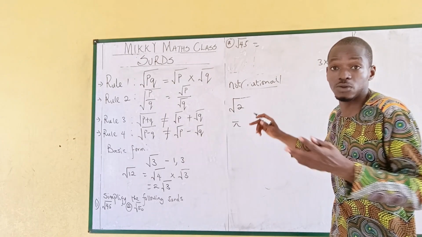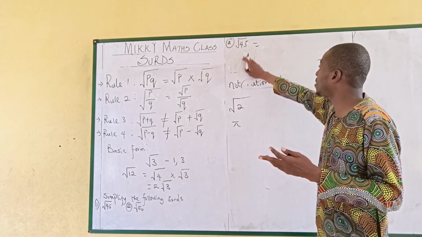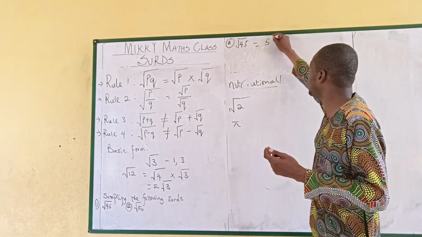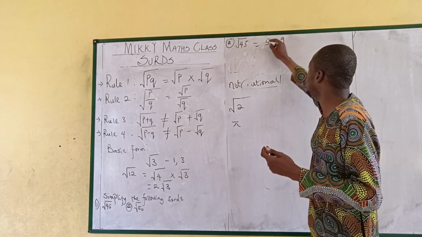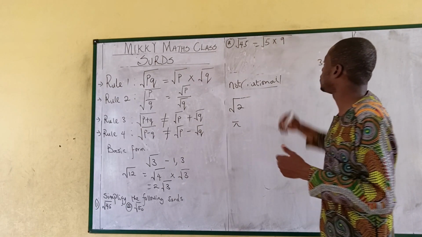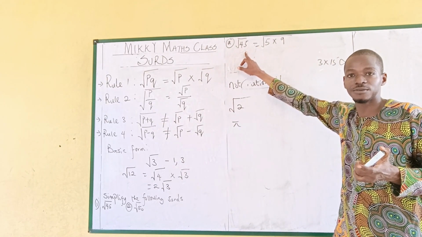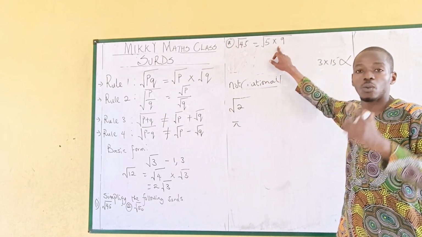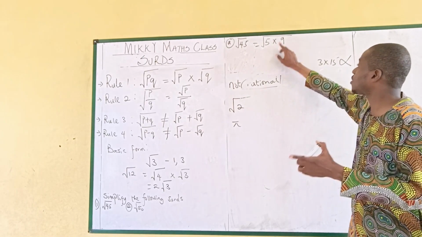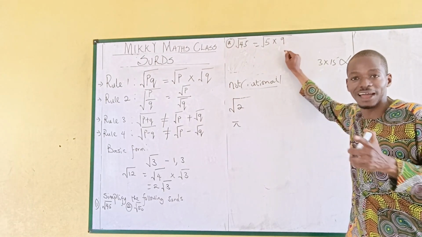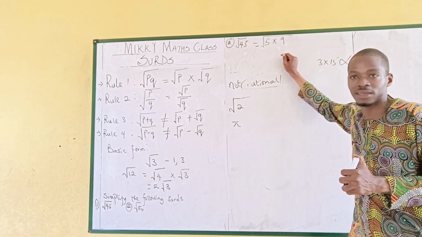Now let me look for another 2 numbers I can multiply. I have 5 times 9. 5 times 9 will give me 45. Why will I use this one? Because I can take the square root of 9. 9 is a perfect square.